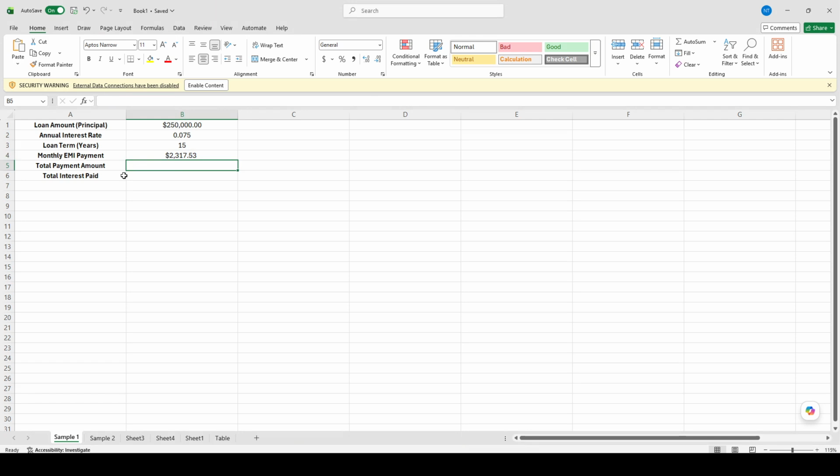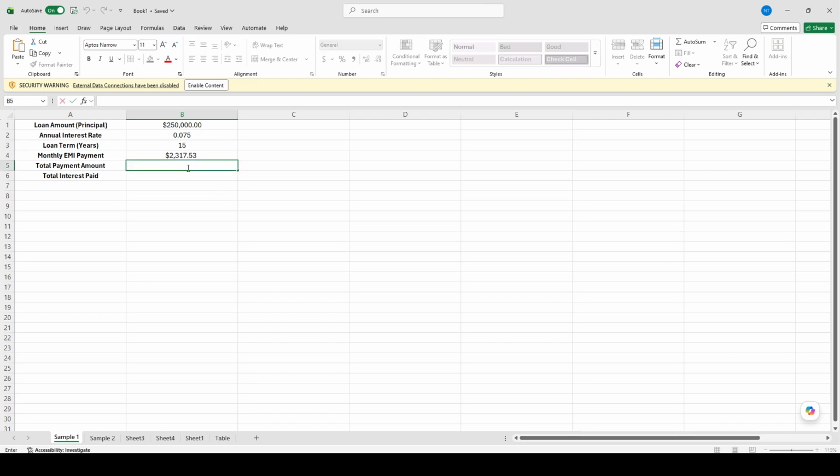This cell will be used to calculate the total money paid over the full life of the loan. This is useful because it shows the complete amount you will pay back, not just the original loan amount. In cell B5, type the formula equal sign B4 asterisk B3 asterisk 12.